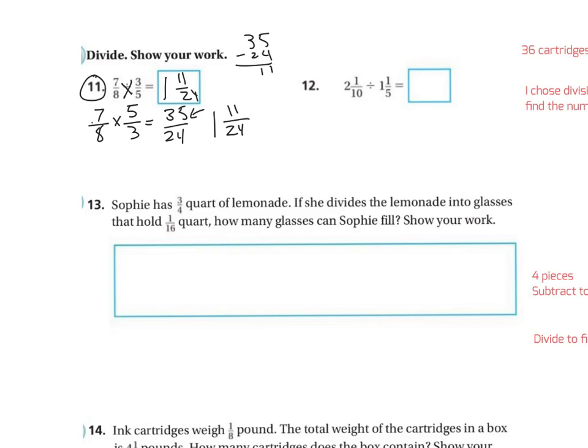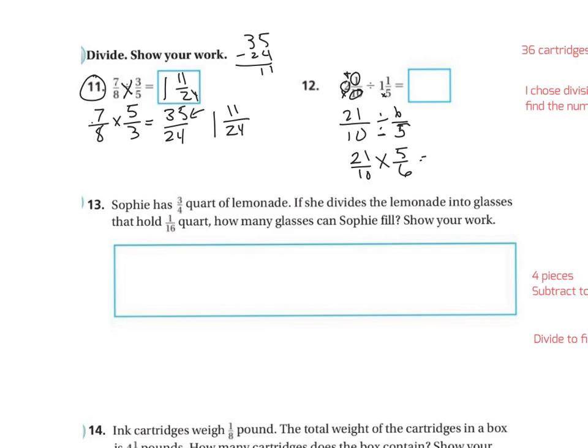Looking at the next problem, I can't divide or multiply until I turn them into improper fractions. So 2 times 10 is 20, plus the 1 is 21 over 10, divided by 5 times 1 is 5, plus 1 is 6 over 5. I could use fraction tiles, but it's just easier to multiply by the reciprocal. So I'm going to change this to multiplication, and I'm going to inverse this, so it's going to be 5 over 6.